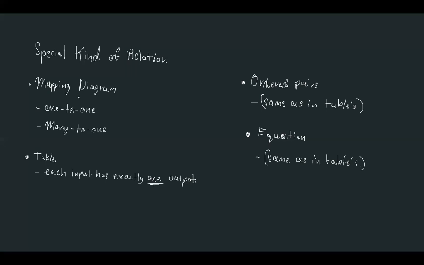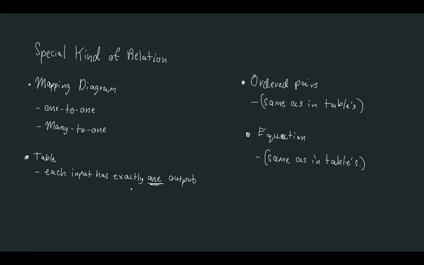So first, in a mapping diagram, make sure that it is a one-to-one diagram or a many-to-one diagram. For a table to exist, make sure that each input has exactly one output, only one. For ordered pairs, the same as in table. Make sure each input has exactly one output. And the same thing as in equation. Make sure the equation produces different outputs, in which each input has exactly one output.